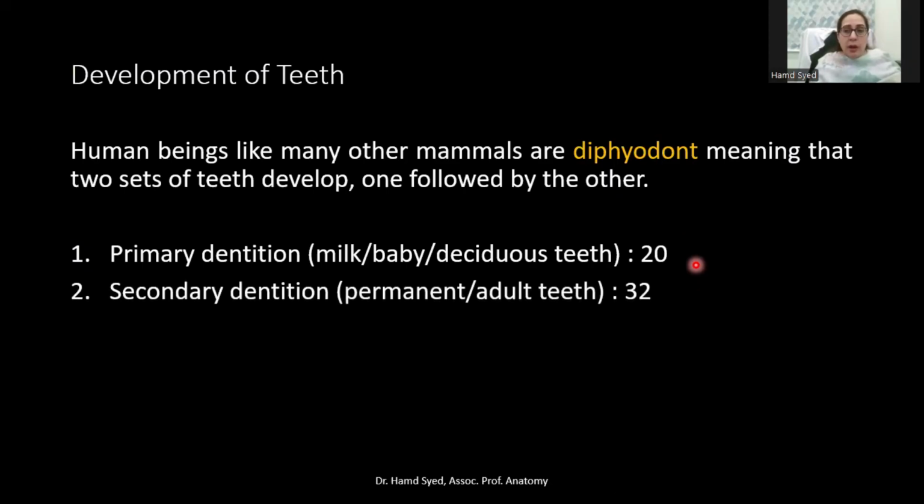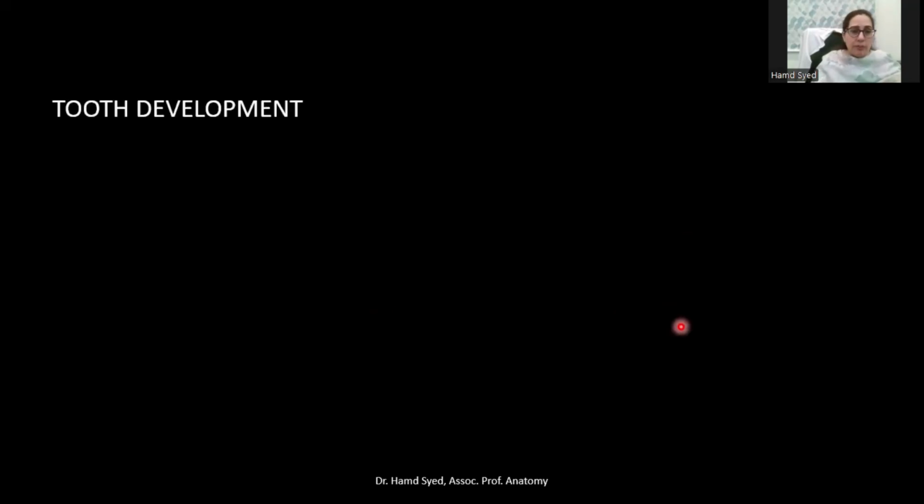This is then replaced by another set of teeth, which are the secondary dentition, also known as the permanent or adult teeth. These are total 32 in number, which means 16 in the upper jaw, 16 in the lower jaw, and 8 in every quadrant.